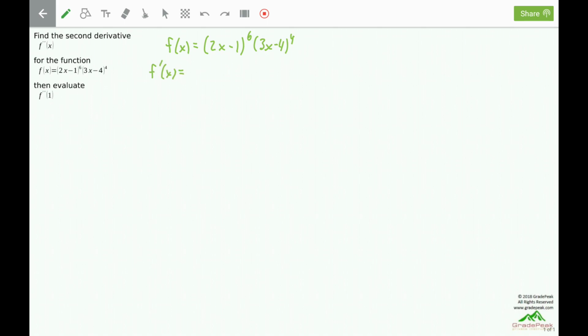f prime of x. Using the product rule, the derivative of the first: bring the power down, leave the inside alone, subtract 1 from the power, multiply by the derivative of the inside to complete the chain rule, times the second left alone, plus the first left alone, times the derivative of the second. Bring the power down, leave its inside alone, subtract 1 from the power, and then multiply by the derivative of the inside to complete the chain rule.